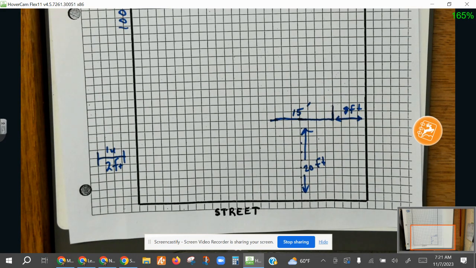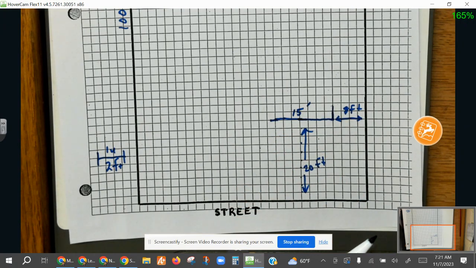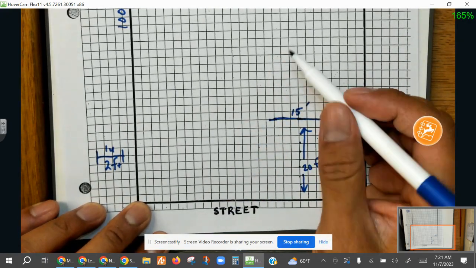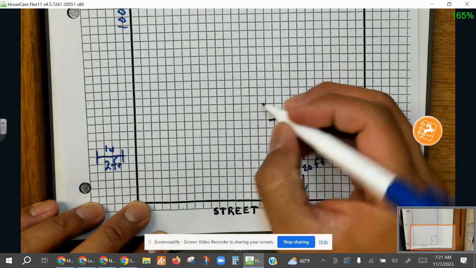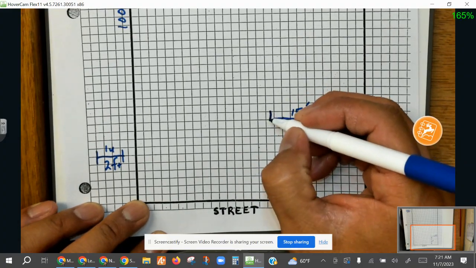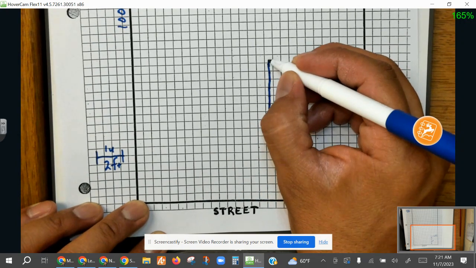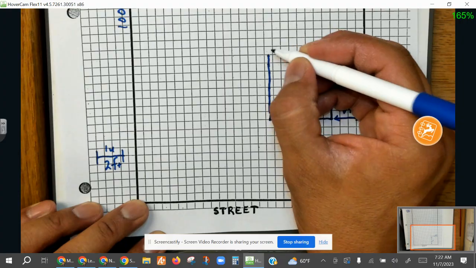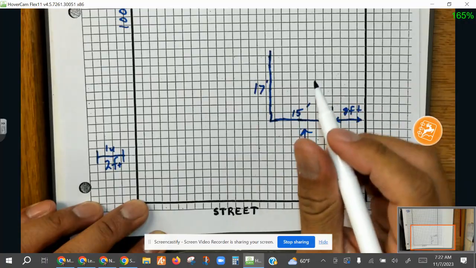So if we're using the same pattern, 17, we divide that in half, and we get 8.5. All right, so remember, we're at 7.5 from the 15 feet. So that's 2, 4, 6, 8, 10, 12, 14, 16. And then if we go 1 more unit, that would be 18 feet, but we only want to go 17 feet, so we'll go halfway. So this is 17 feet.